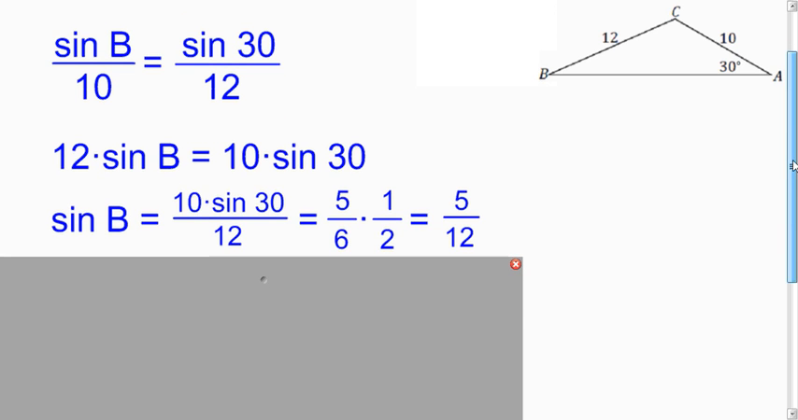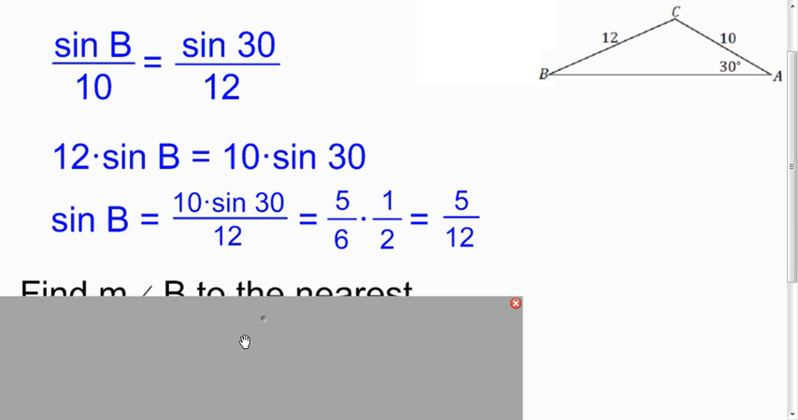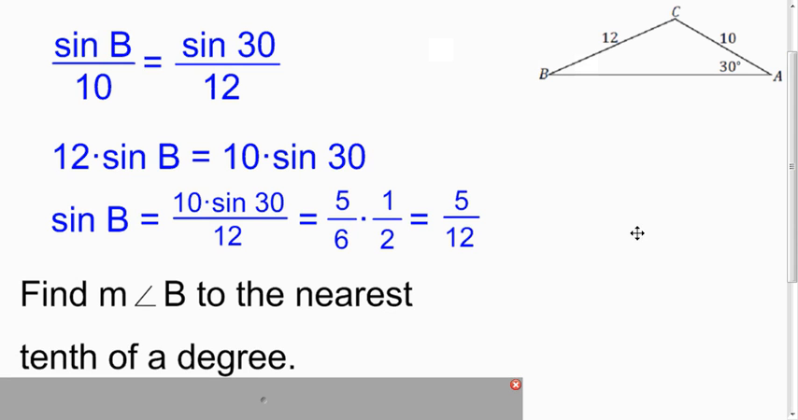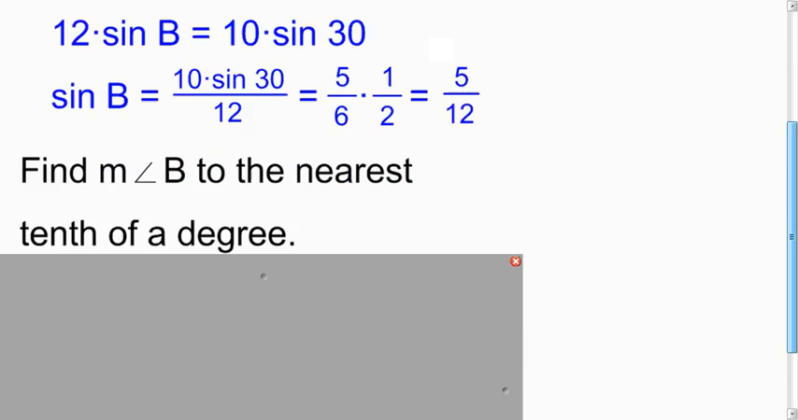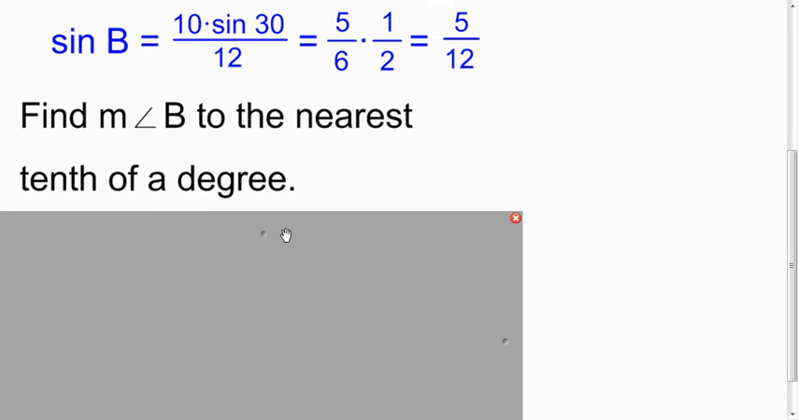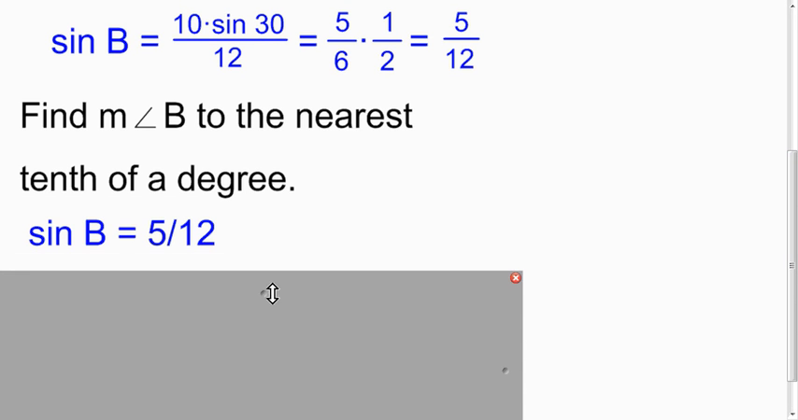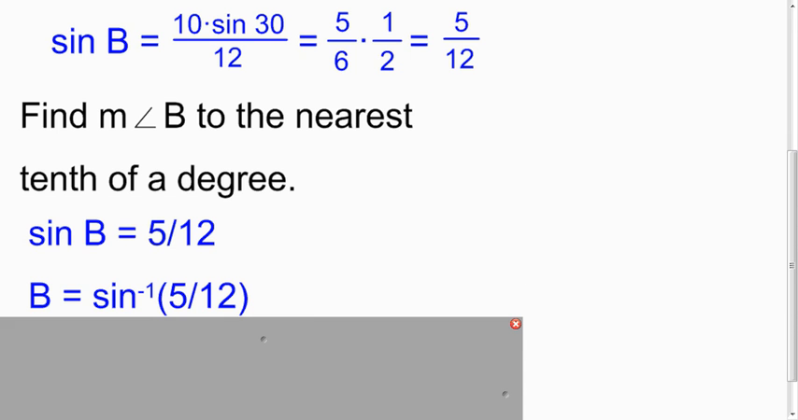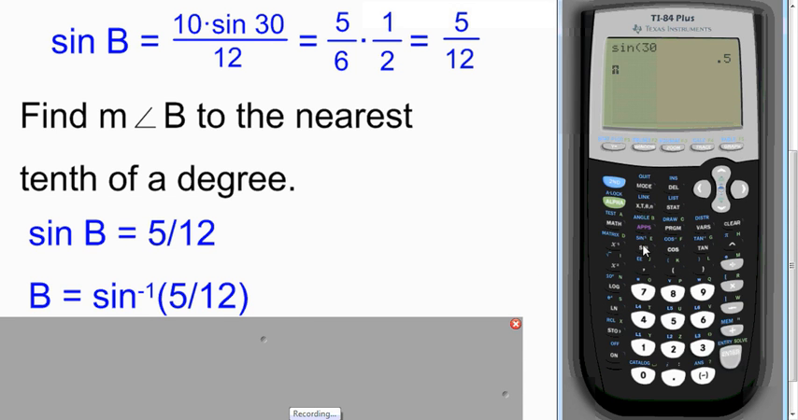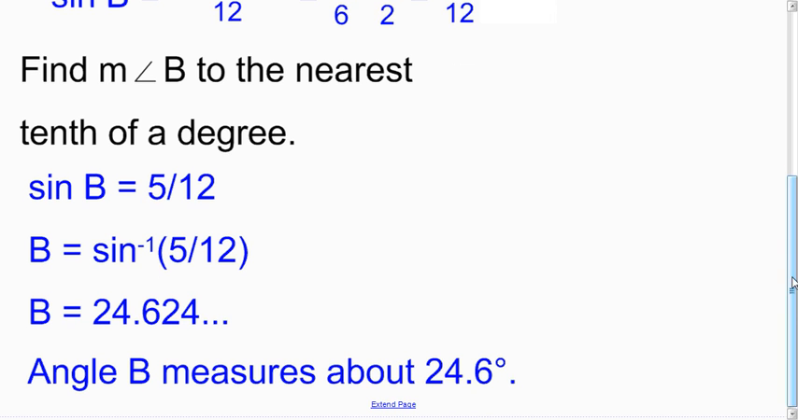Now how do we figure out what the measure of angle B is? To the nearest tenth of a degree. Well, now we just have to apply inverse sine to both sides. So what's the inverse sine of 5/12? 5 divided by 12. About 24.6 degrees. That's how we can use the law of sines to find a missing angle.